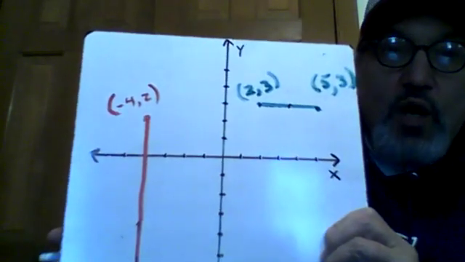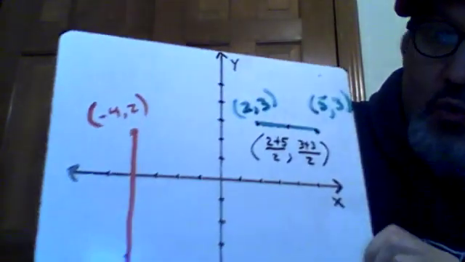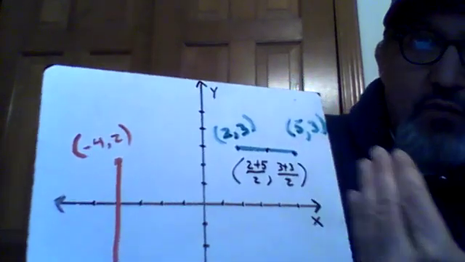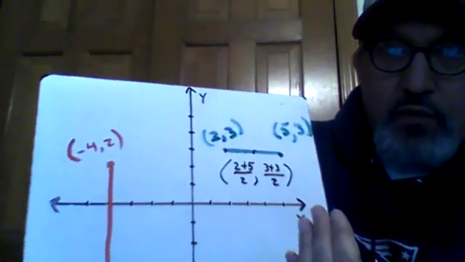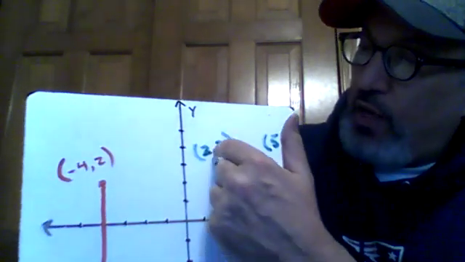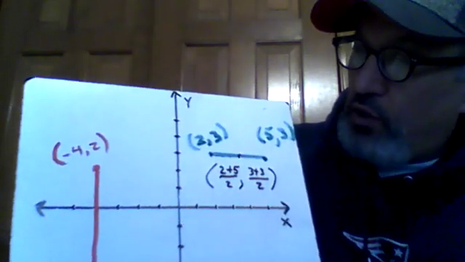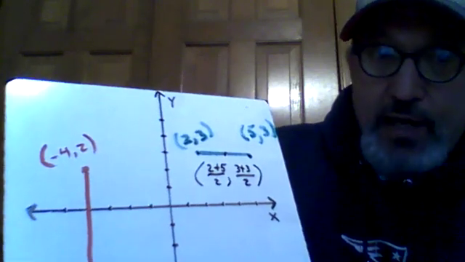I'll put the midpoint at a place that I think is pretty good representation of it without measuring. The coordinates of that midpoint are going to be (2 + 5)/2 and (3 + 3)/2. Add the 2 x coordinates and divide by 2. Take the average of the 2 x coordinates. That's intuitive. The average is going to be halfway between the 2 and the 5, which is, of course, 3.5.